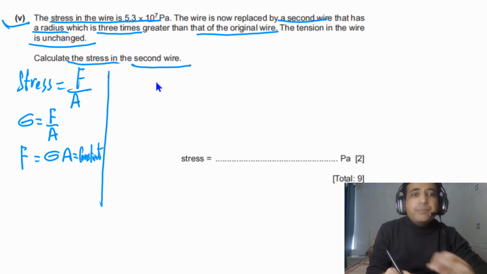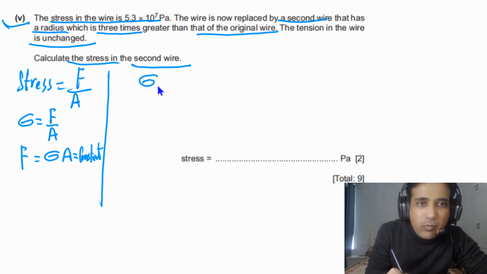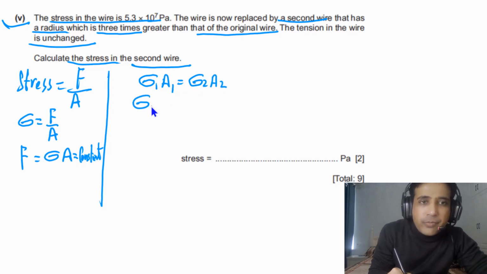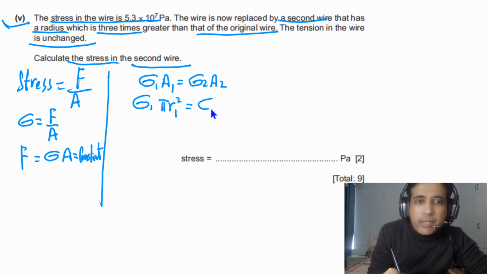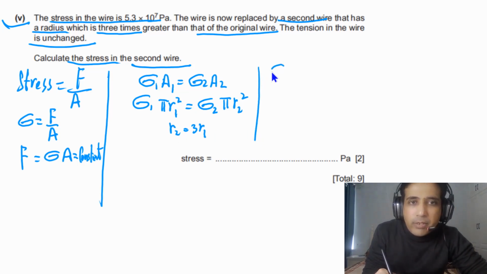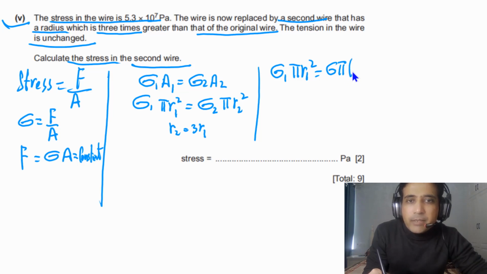So we can write sigma 1 A1 equal to sigma 2 times A2. Area we can write as pi r squared: pi r1 squared here, and here we have sigma 2 and pi r2 squared. But in this case, r2 is equal to 3 times r1. So we can rewrite this: sigma 1 times pi r1 squared is equal to sigma 2 times pi times (3 r1) squared.